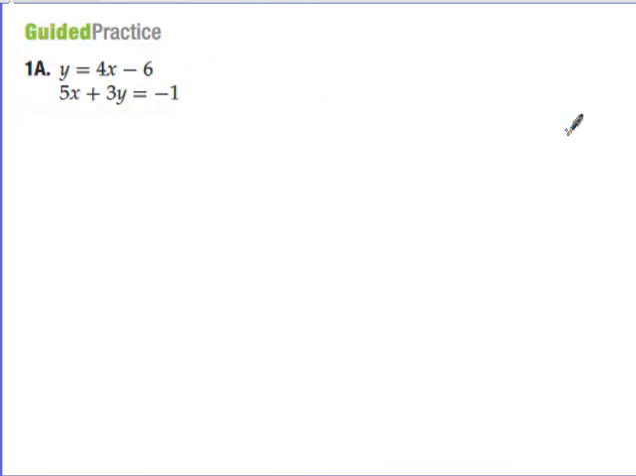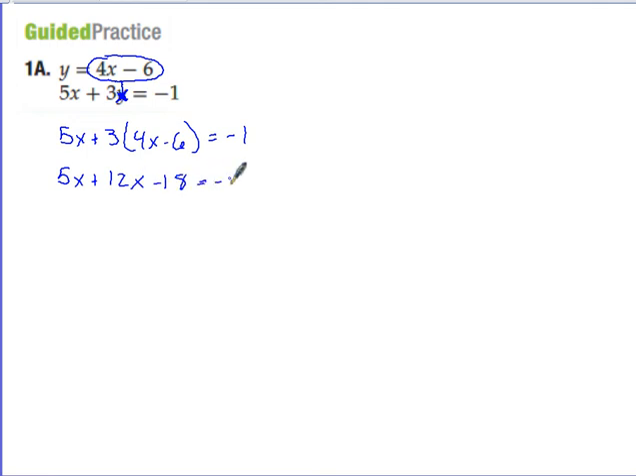Okay, so you have 2 more examples there. I'll walk through one of them with you, and then I'm going to have you try the second one on your own. So 1a we're going to do together: y equals 4x minus 6, and 5x plus 3y equals negative 1. Already solved for y, so I'm just going to take this expression right here and replace the y with this whole thing. So I have 5x plus 3 times (4x minus 6), and that's going to be equal to negative 1.